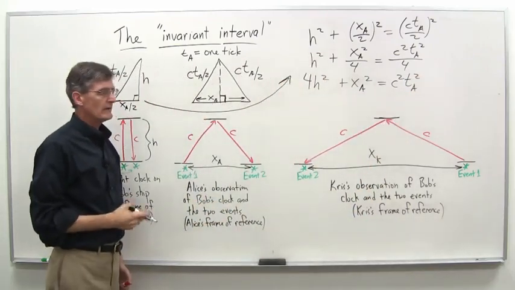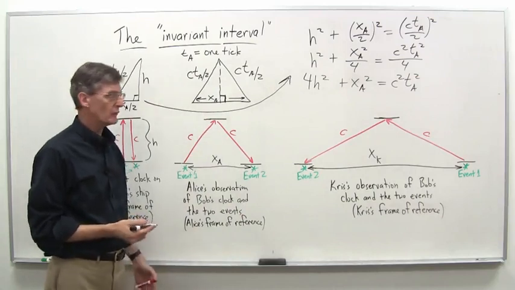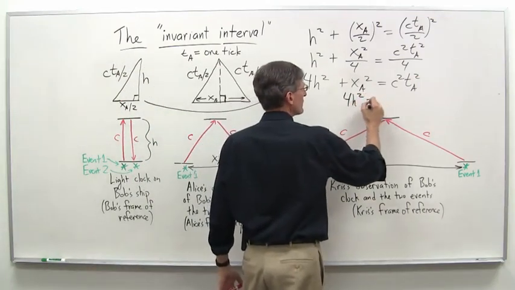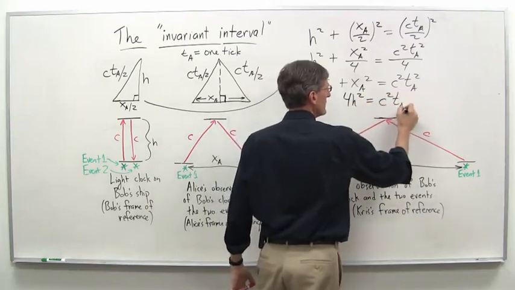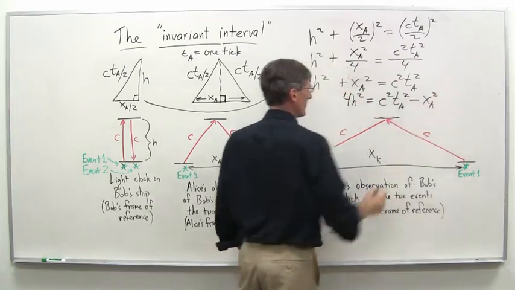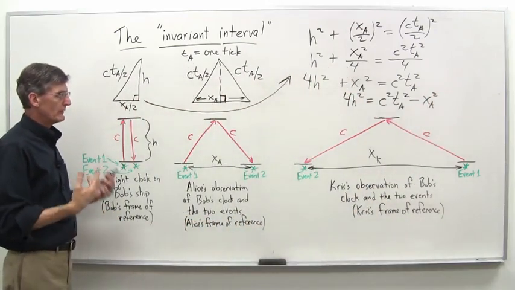Okay? And I'm going to do one more thing here. I want to get the xa and the ta on one side. So we're going to write this as 4h squared equals c squared ta squared minus xa squared. Okay? So that's my analysis.